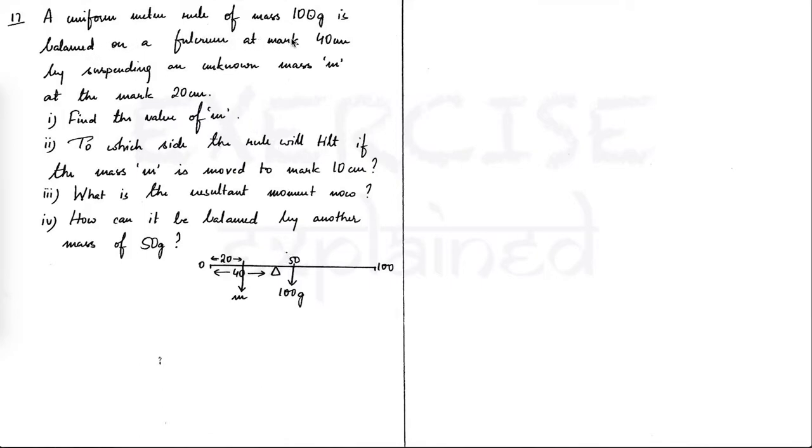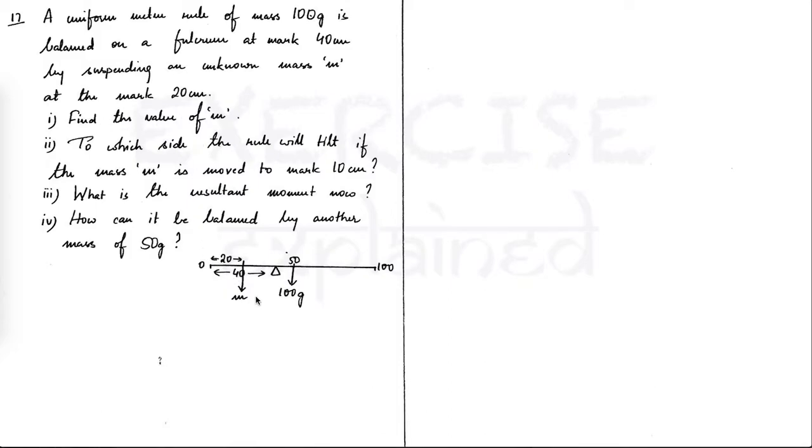Balanced on a fulcrum at mark 40 centimeter. So there is a fulcrum here which is at 40 centimeter, by suspending an unknown mass m at the mark 20 centimeter. So at 20 centimeter there is a mass m which is being suspended here, and we don't know the exact value of it, but we know that there is a mass being placed at the 20 centimeter mark. Find the value of m.